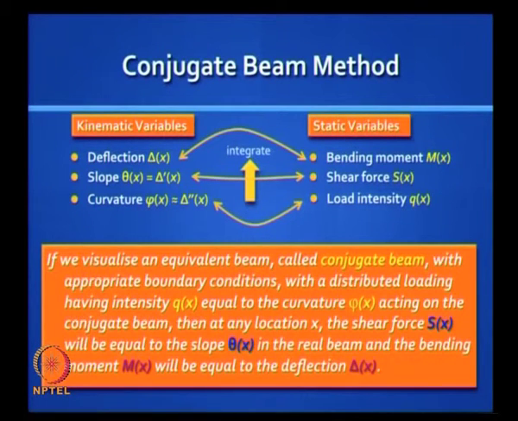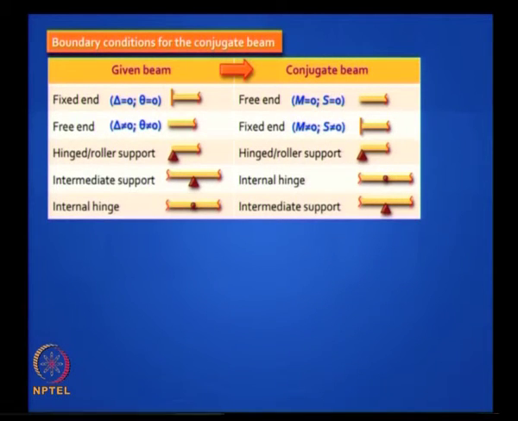In the real beam, the bending moment M of x will be equal to the deflection delta of x. So you can use that argument to prove the boundary conditions that you need to apply on the conjugate beam. At the fixed end, where the given conditions are that the deflection and slope are 0, it would imply that the bending moment and shear force in the conjugate beam should be 0, and they will always be 0 when you have a free end. You do not have the possibility of a concentrated load at the free end because the curvature diagram will always be continuous, it will never have singularities.